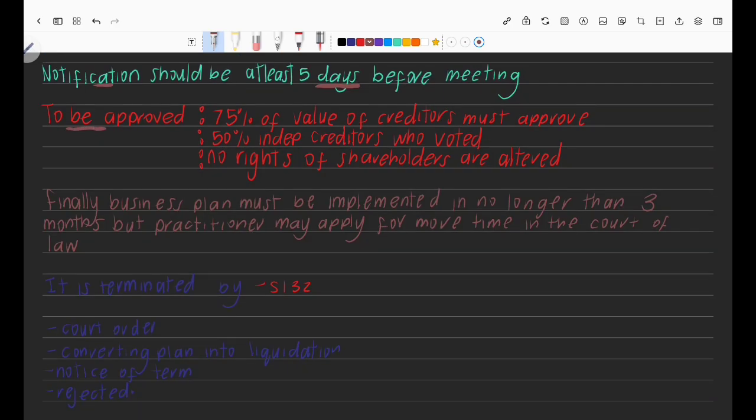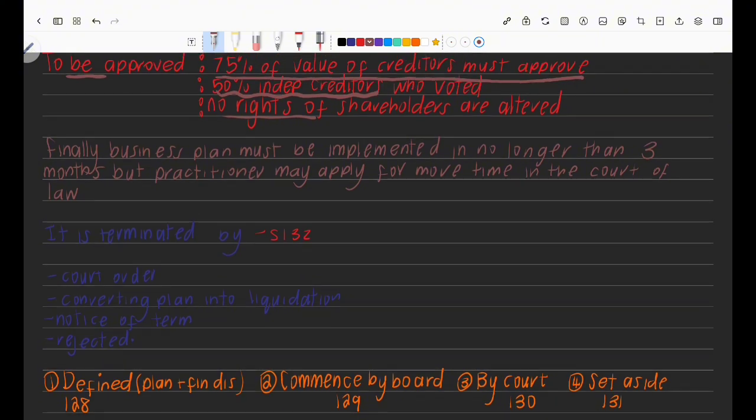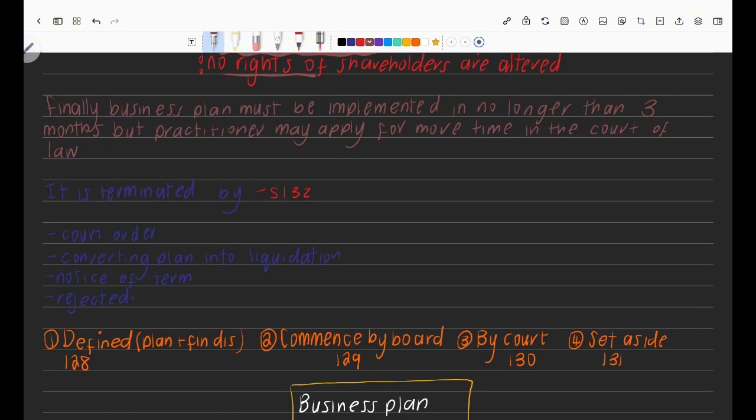For this plan to be approved, 75% of the value of the creditors must approve of this plan. 50% of those creditors must be independent, right? And no rights of shareholders must have been altered, right? So we're saying 75% of the value of creditors must have approved of the plan. And of those 75%, there must be 50% of them that are independent of the company. And no rights of the shareholders must have been altered, meaning changed, right?